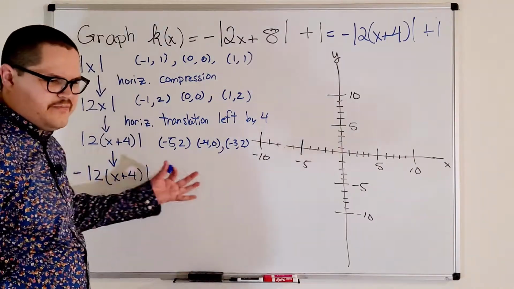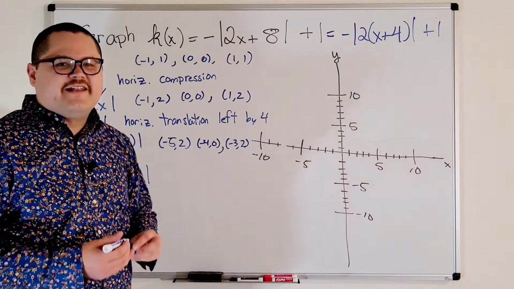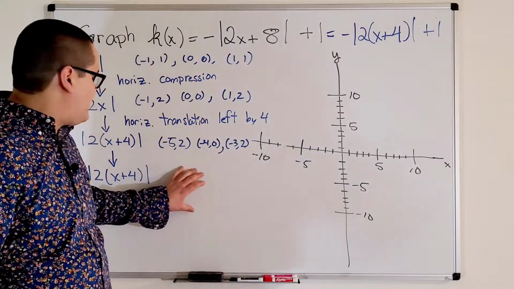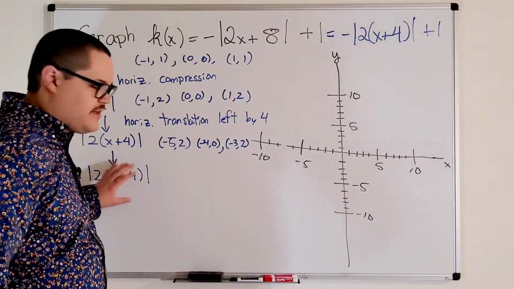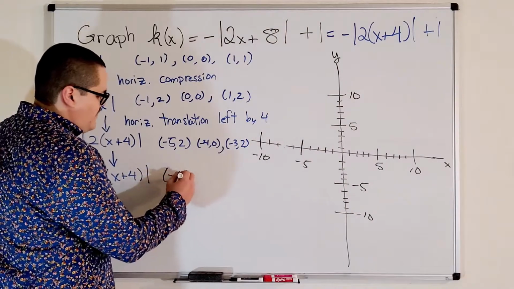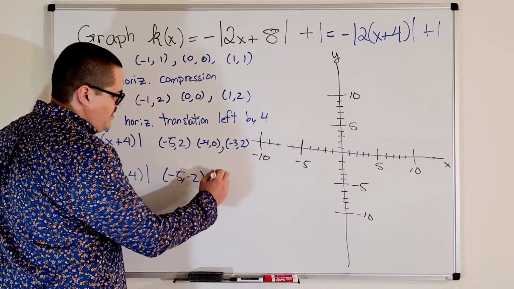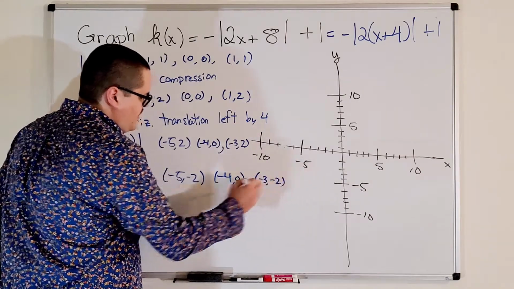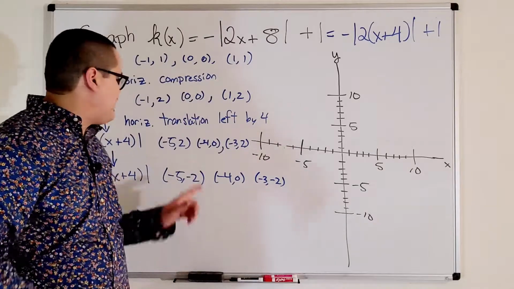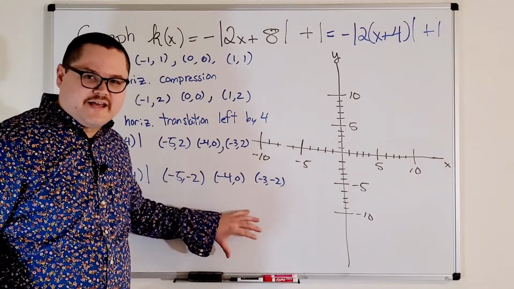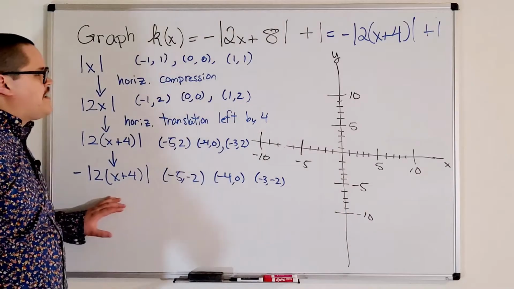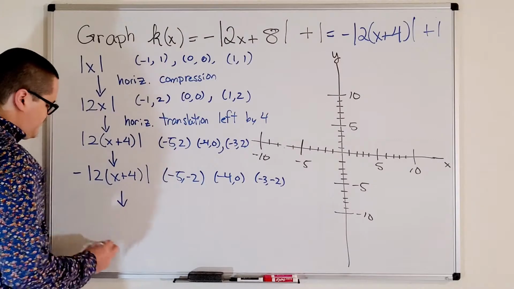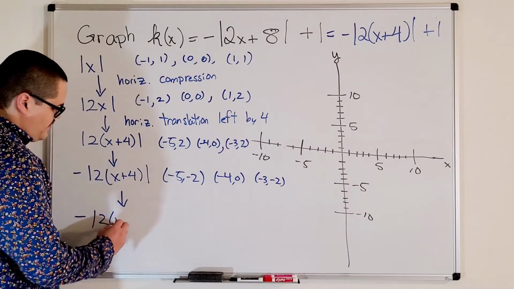And if I flip over the x-axis, I negate each of the y values. So 3 points that are on the graph of this curve here are going to be (-5, -2), (-4, 0), and (-3, -2). I took each of these y values and I negated them. Finally, plus 1 at the end. That takes us to the function we want to graph.